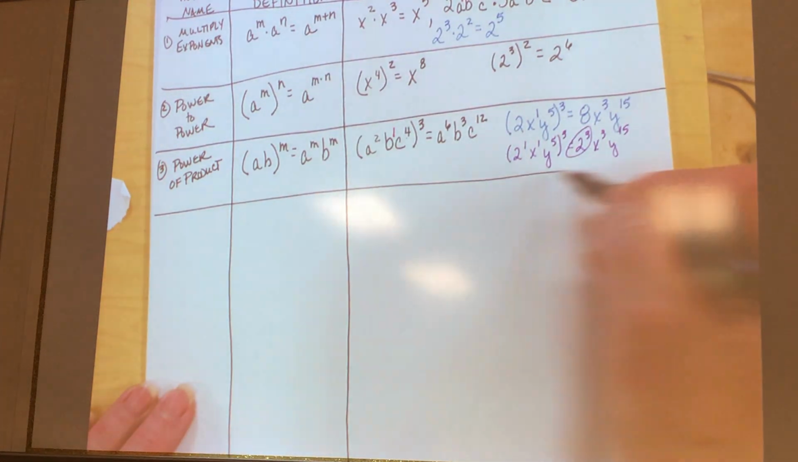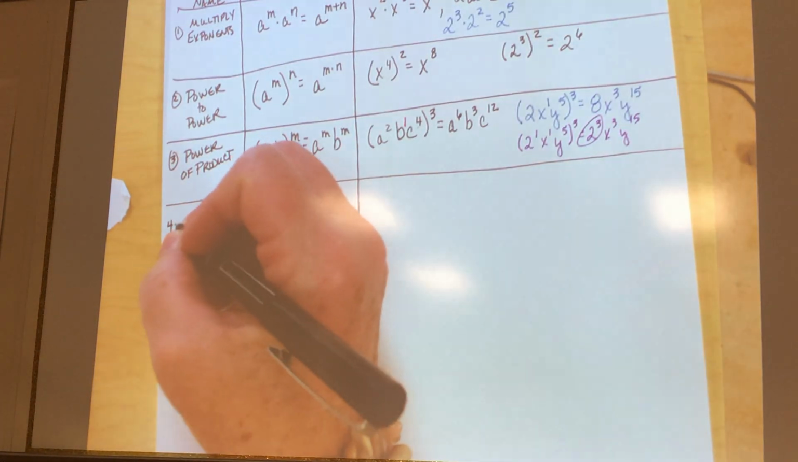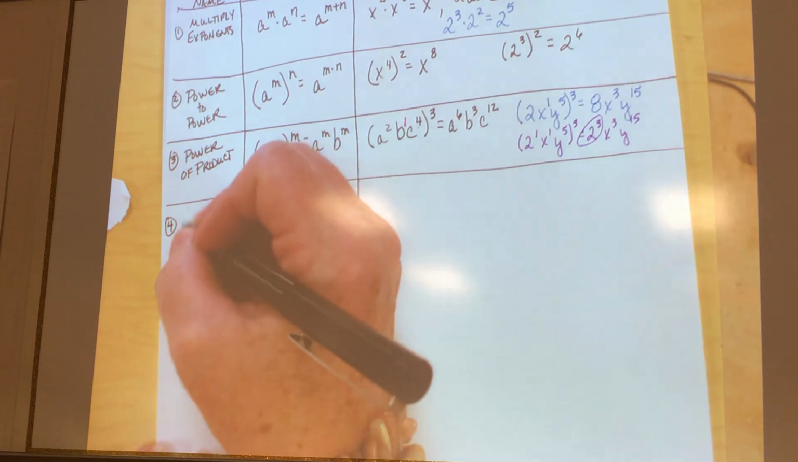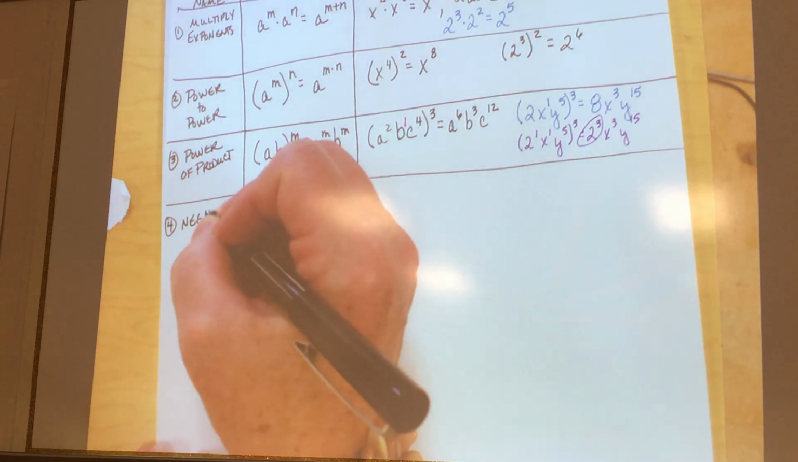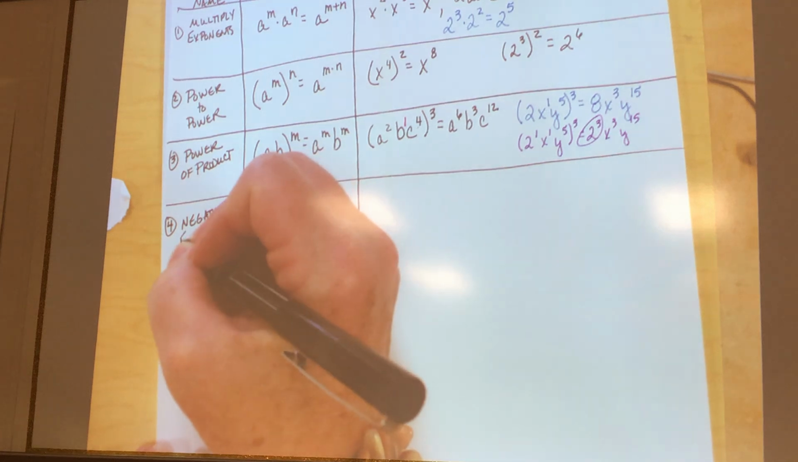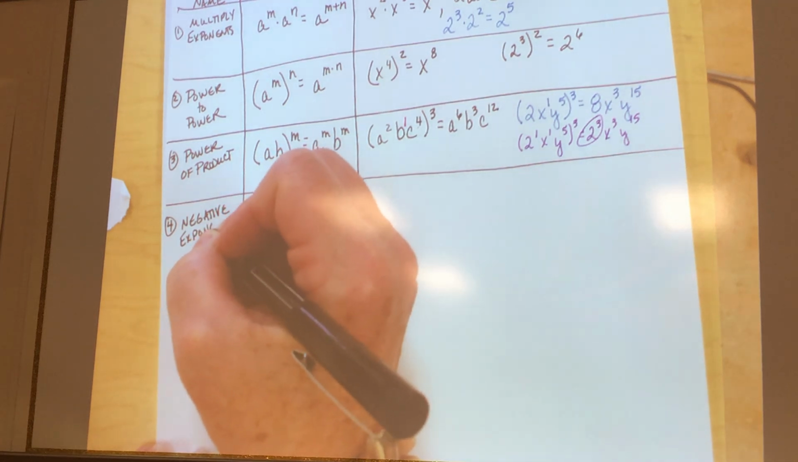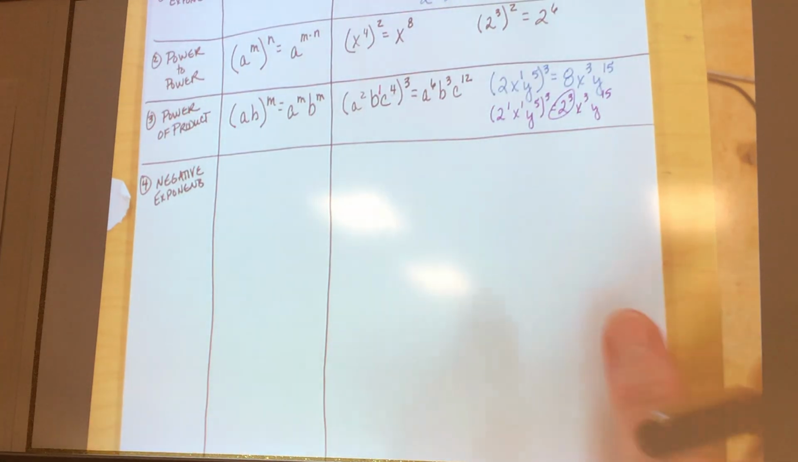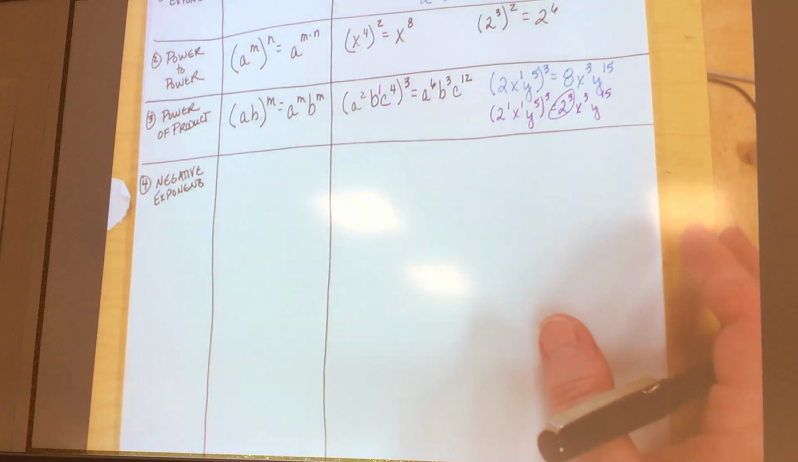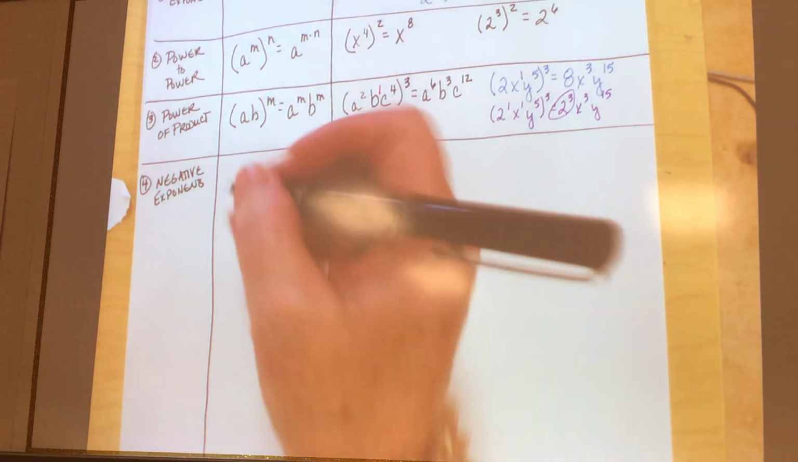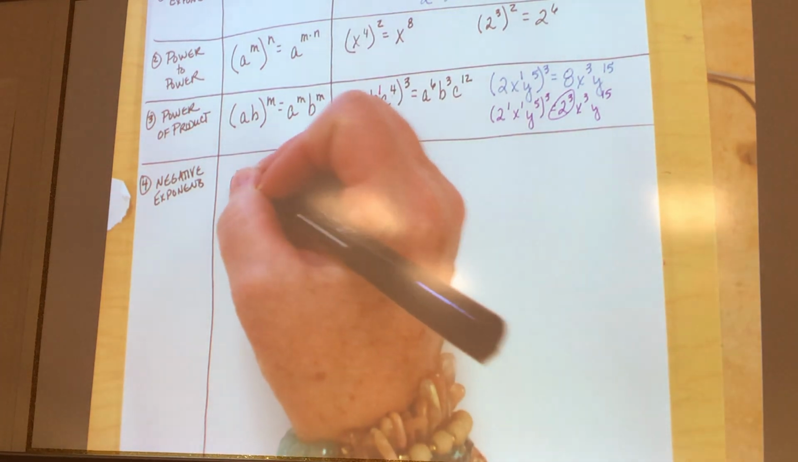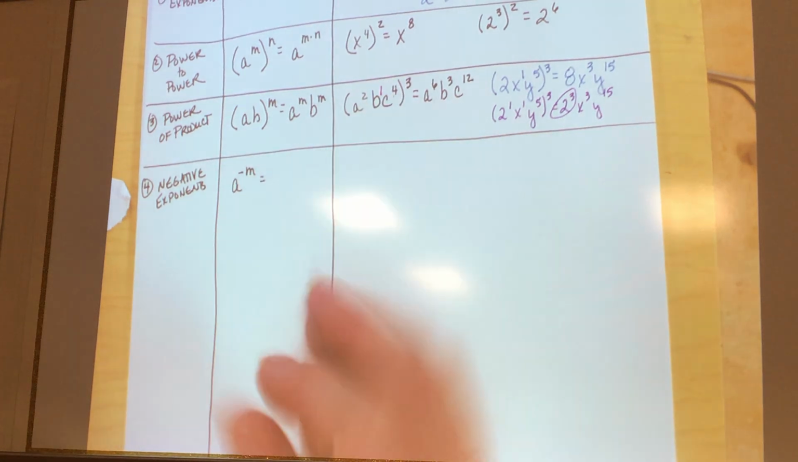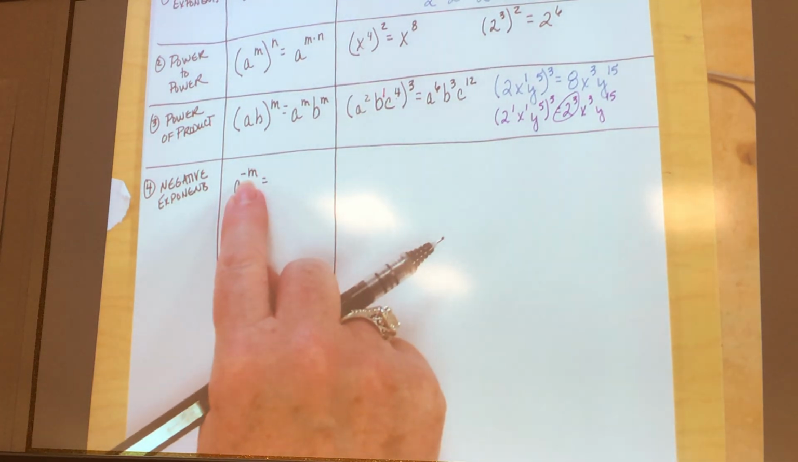here's the next one. This is number 4. Number 4 is negative exponents. Okay, negative exponents. You did negative exponents in Algebra 1. Do y'all remember? No. That was a traumatic year, so it's okay. I'll teach them to you. So a to the minus m. See, I got a base and a negative exponent.